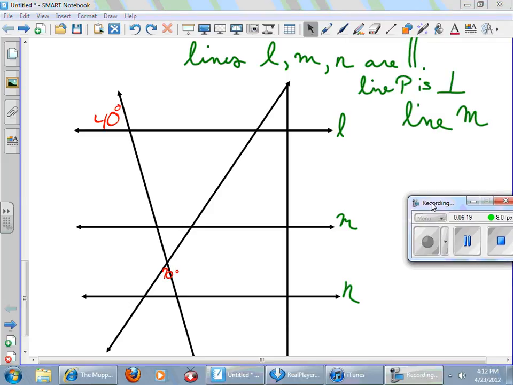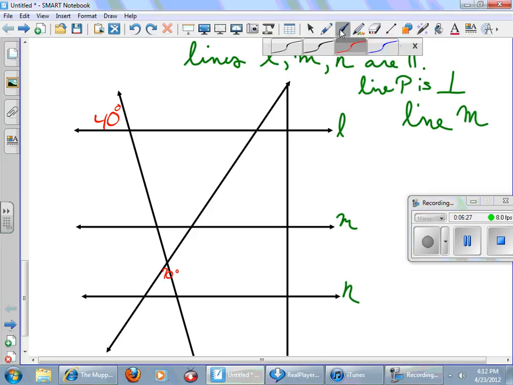And I'm going to tell you that lines L, M, and N are parallel. Line P is perpendicular to line M. What does perpendicular mean? Perpendicular means they come together to make 90-degree angles. So those are 90 degrees. If M and L are parallel, and P is perpendicular to M, it's also perpendicular to L, and consequently it's perpendicular to N.